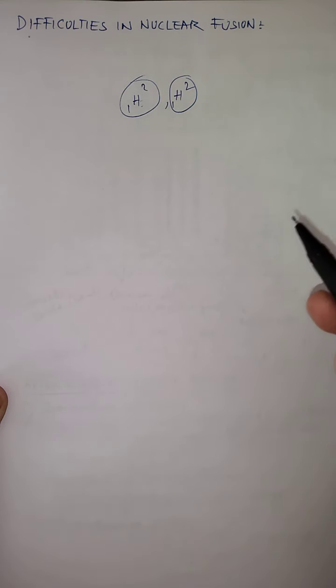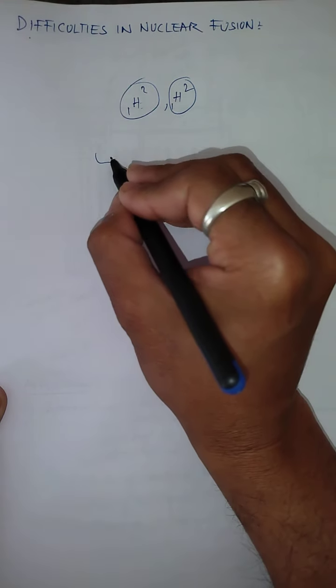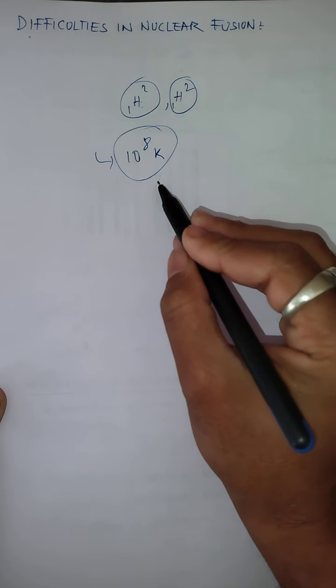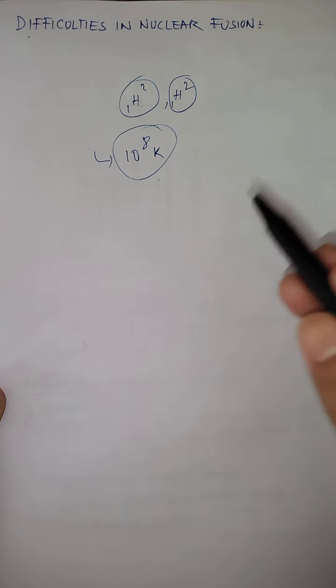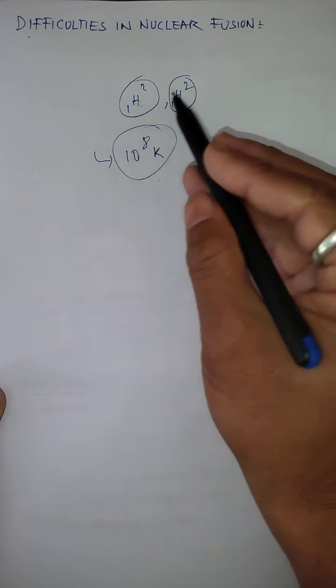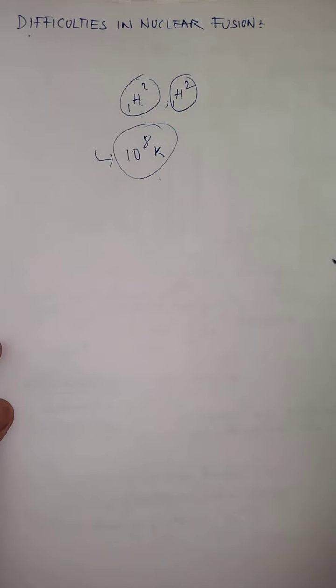Not only at a high pressure but also at a high kinetic energy and high temperature. For this reason, the temperature required for the fusion reaction to take place must be of the order of 10 to the power 8 Kelvin. Look at the order of temperature required, because at this temperature and high pressure only, the two lighter nuclei can fuse together. That means in actual practice the fusion reaction is a difficult process.